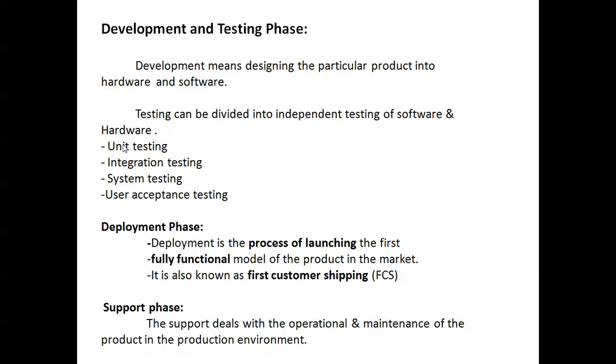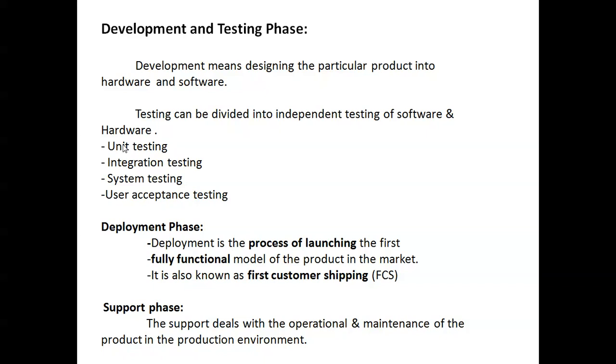And deployment phase. This deployment phase is the process of launching the product. In this phase, the users face the product for the very first time, how they give feedback, how the product works with the end user, and a fully functional model of the product in the market. This is known as first customer shipping, FCS. So this process totally we can call the deployment phase.